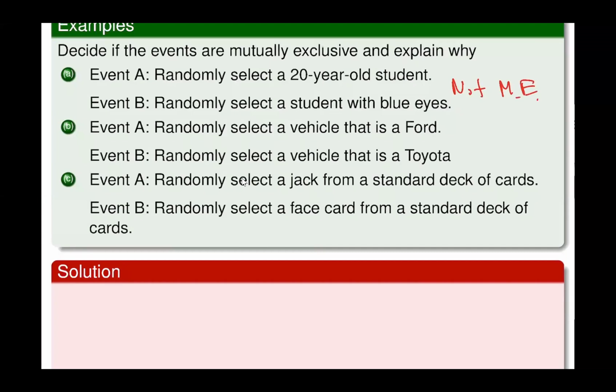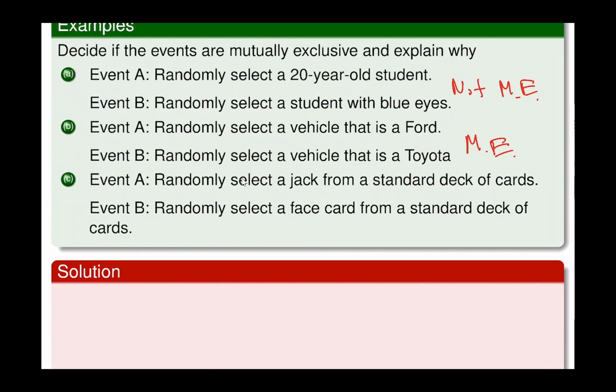All right, part B. Event A: randomly select a vehicle that is a 4. Event B: randomly select a vehicle that is a Toyota. For this one, we'll say not mutually exclusive. Well, sorry, we'll say mutually exclusive, because it's not possible for me to choose a 4/Toyota car. You either select the 4 or you select the Toyota, but it's not possible to select a car that's a 4 and a Toyota. So this one should be mutually exclusive.